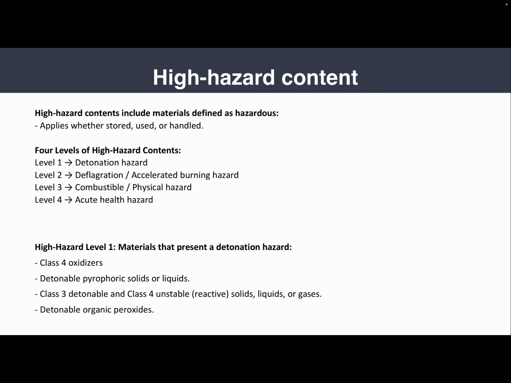And we have the high hazard contents. NFPA 400 groups materials into 4 hazard severity levels called the high hazard level. Level 1 materials present a detonation hazard. They can explode, like detonable peroxides.